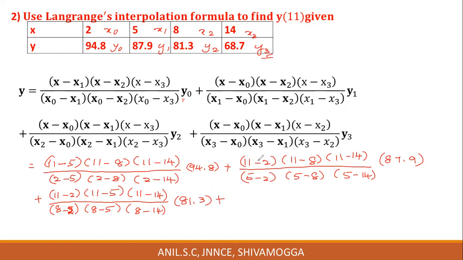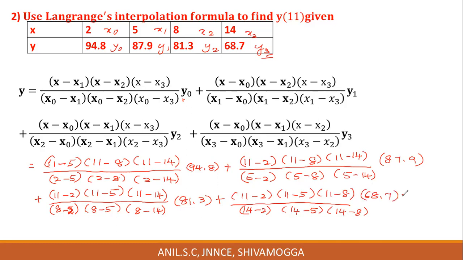Plus last term. x minus x naught, 11 minus 2. x minus x1, 11 minus 5. x minus x2, 11 minus 8. This divided by x3 minus x naught, that is 14 minus 2, 14 minus 5, 14 minus 8 into y3. y3 is 68.7. Simplify this.